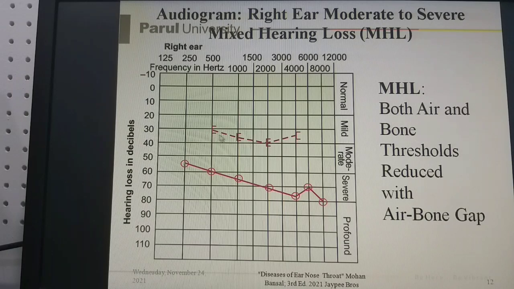And even bone conduction is reduced. You can see it is showing mild hearing loss. So the air-bone gap is quite good, it's more than 10. So if both air and bone thresholds are reduced with an air-bone gap, that is called mixed hearing loss.